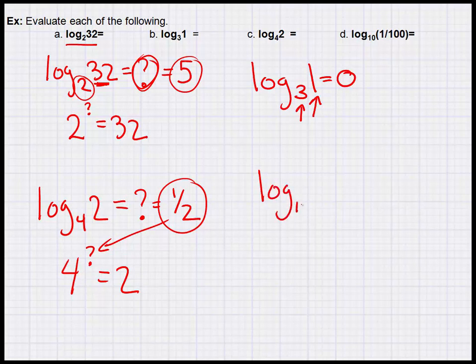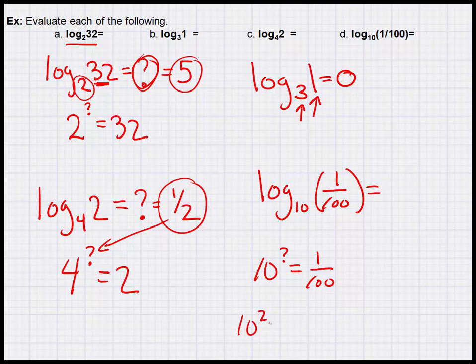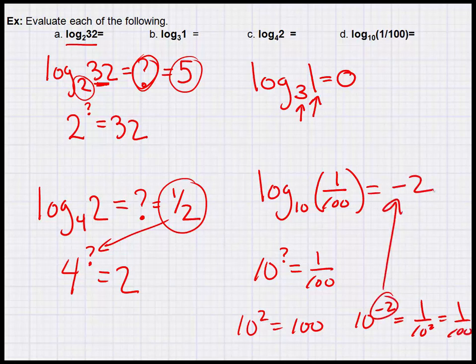Log base 10 of 1 over 100. So I've got to say, alright, well, 10 to what power gives me 1 over 100? I'm trying to figure out that power. Well, we know that 10 to the second power gives me 100, but I need 1 over 100. Well, if I do 10 to the negative second power, that's 1 over 10 squared, which is 1 over 100. So that exponent had to be negative 2.